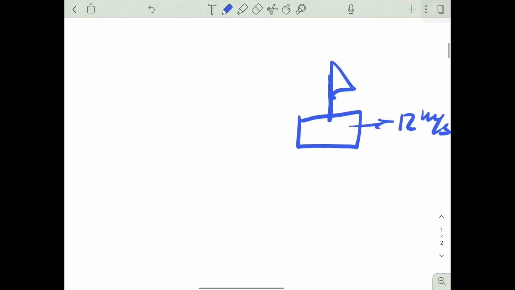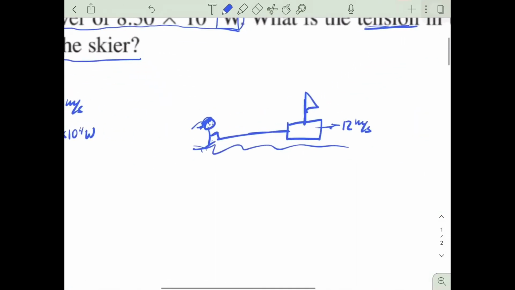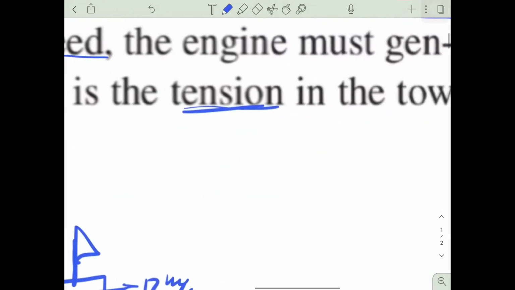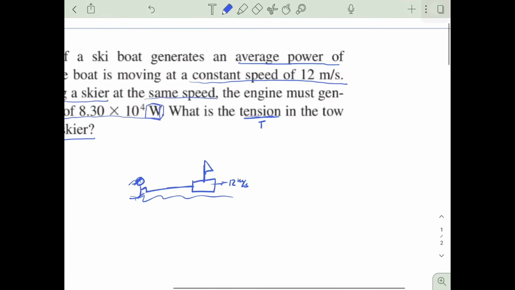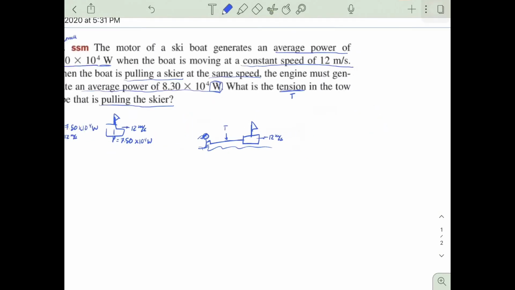So now the boat has a new friend, which in this case is the rope. It has a new friend that is pulling the skier, who we're guessing is the water skier. He or she is having so much fun, the most fun they can have. And what is the tension? Label your variables always. What is the tension in the tow rope that is pulling the skier? They're asking for the tension in this tow rope. This is the tow rope, and this is the tension they're asking about.